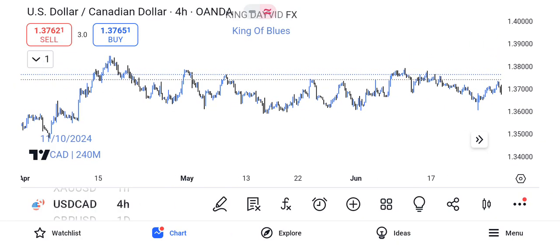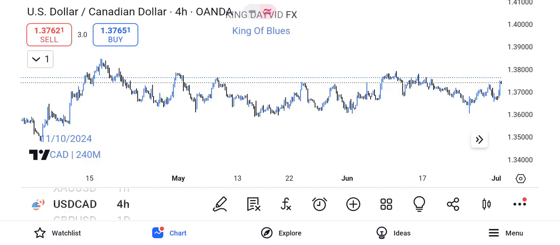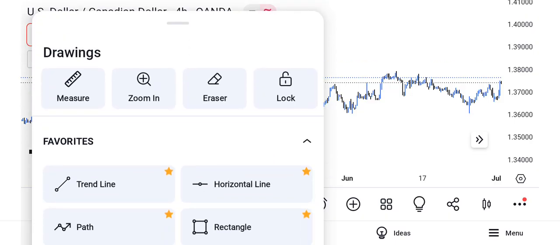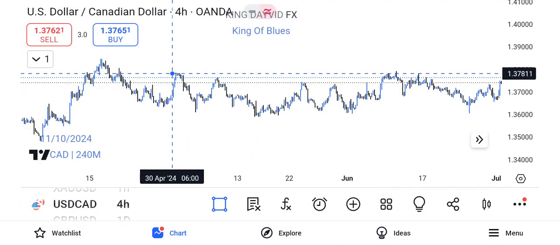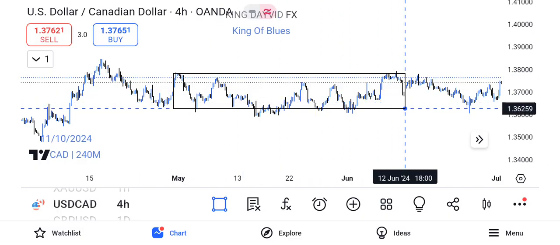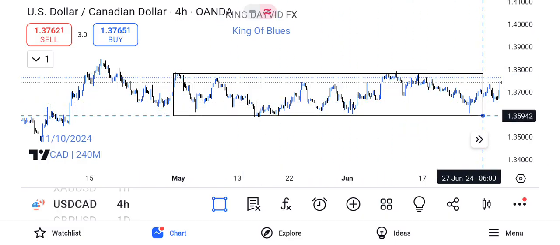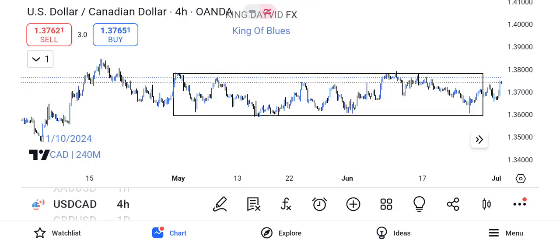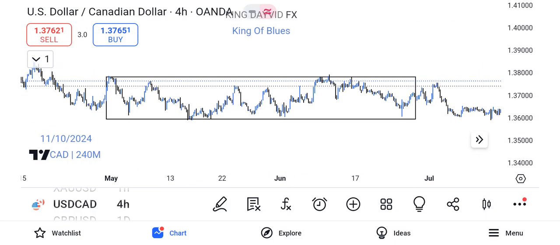Okay, this is a symbol of consolidation. Don't forget, a symbol of consolidation is when price is neither breaking through the upside nor the downside. Can you see that price is moving within a range? You see what I'm saying?